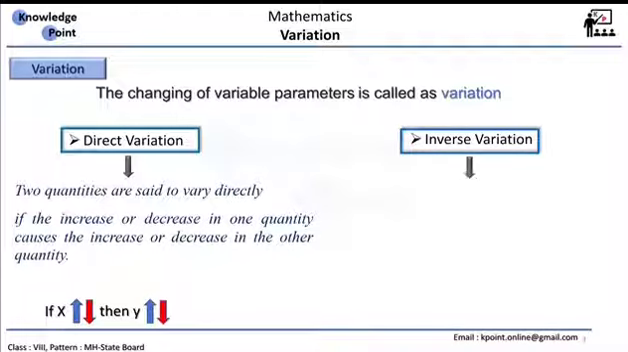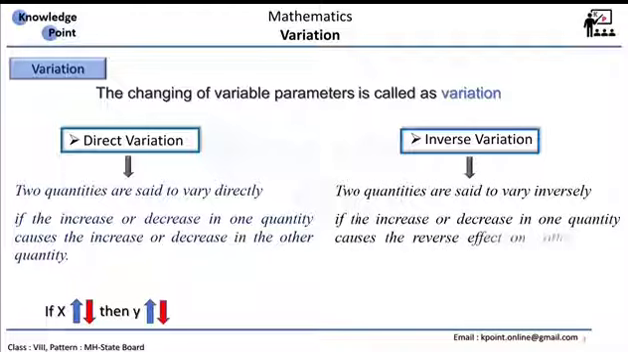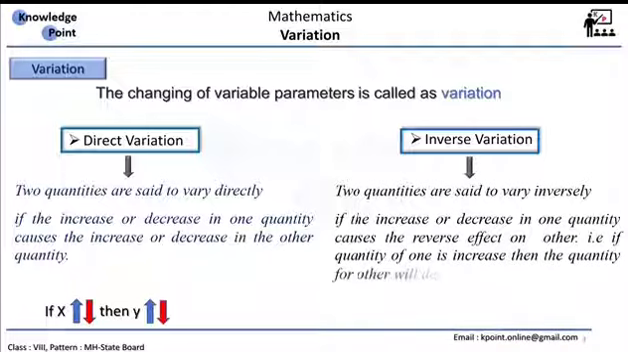The other type of variation is the inverse variation. Two quantities are said to vary inversely if the increase or decrease in one quantity causes the reverse effect on the other. That is, if the quantity of one is increased, then the quantity of the other will decrease, and vice versa. To understand it more, let's see the same example. If x increases, then y decreases, and if x decreases, then y increases. So this is the inverse variation.